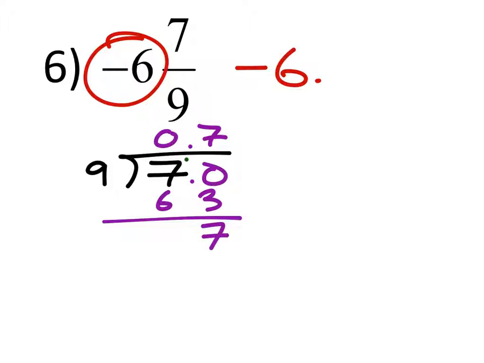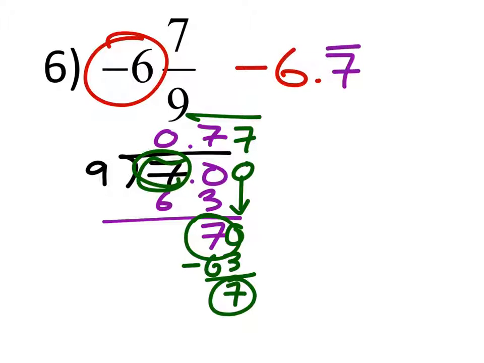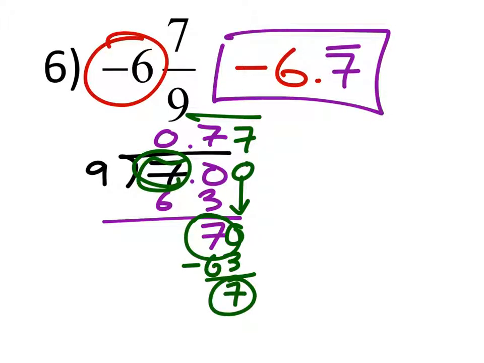But what did we start with? A 7. We already started with the 7. We have another 7, which again, this means that if I drop it, it will go into that 7 times, leaving us with 63 off of that, and another 7 appears. So the 7 is just going to be repeating. We can write this as negative 6.7, which repeats, and that would be our final answer.